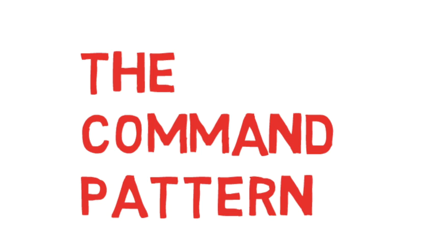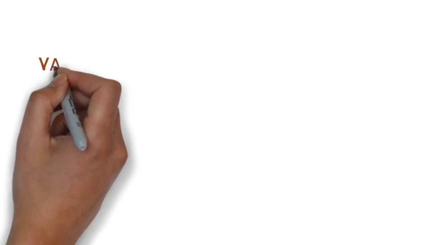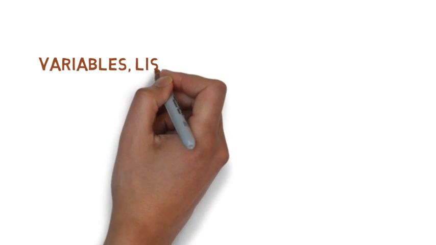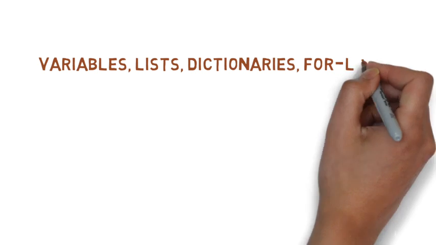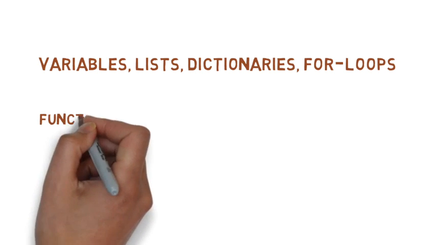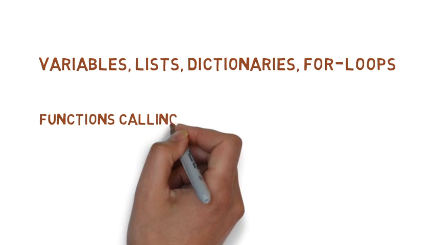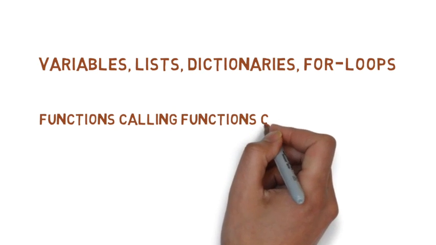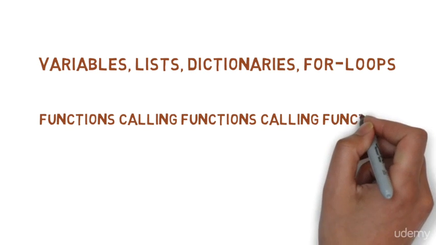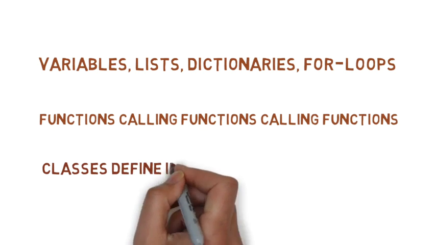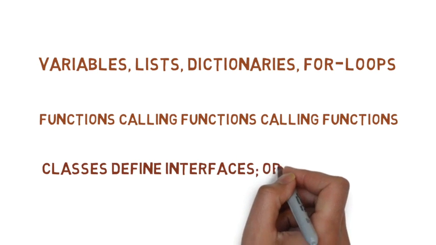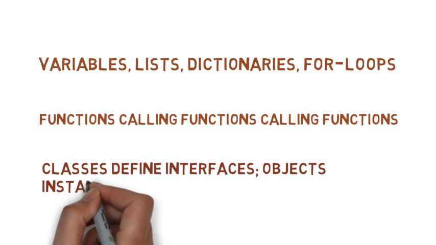Now, before we take a look in some detail at what the command pattern is, let's look at what programming paradigms are available to us today. Very basic and first principles programming involve variables, lists, dictionaries, and for loops. Very basic constructs, we've seen them all before. You can have functions which call other functions. In fact, you can have functions which call themselves. These are also pretty basic constructs. You can have classes which define interfaces, objects which are instances of these classes.